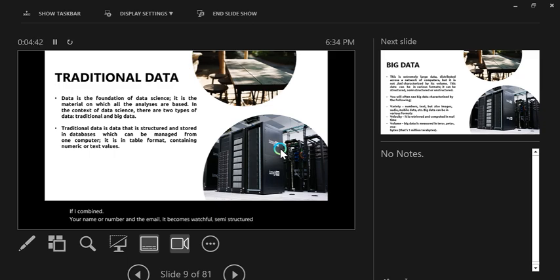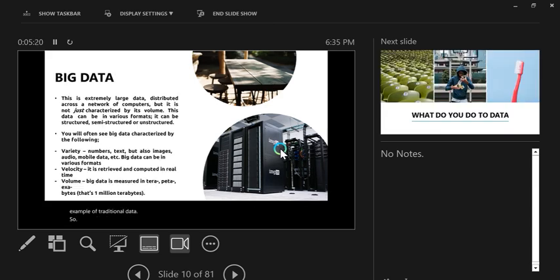Then of course we are going to look at the unstructured data, but what you should know about the traditional data is that it is any data that is structured and in table format, and mostly it involves numeric values or text values. For instance, if I have your name and your phone number, your name will be text, right? Your phone number is numeric, and so on. So that is an example of traditional data.